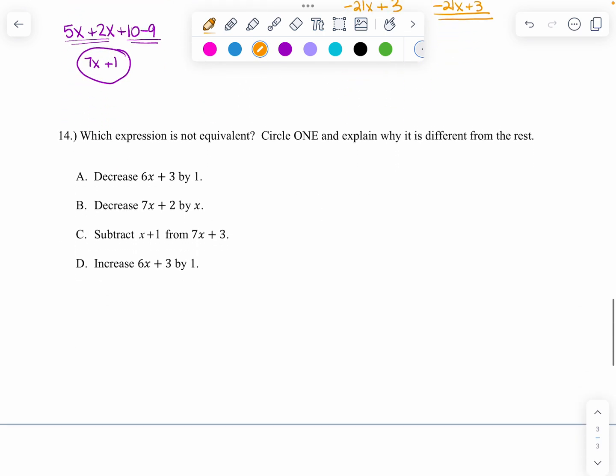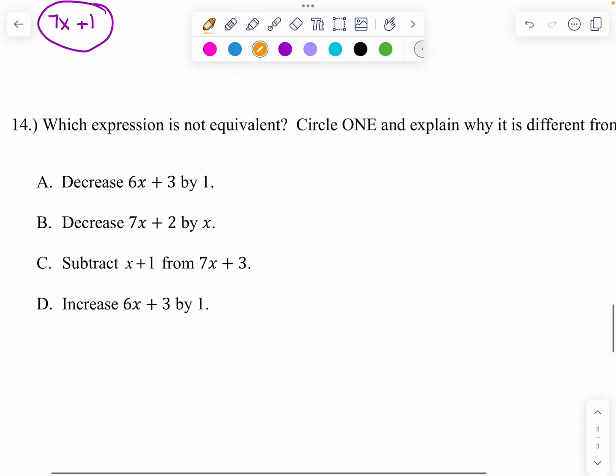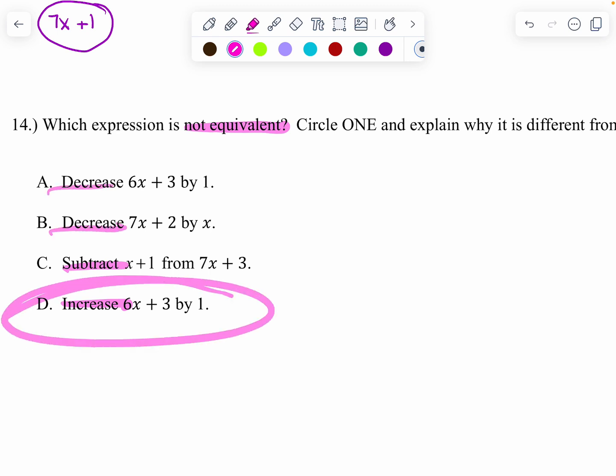All right, one last problem kind of like this. Which expression's not equivalent? So which thing is not the same as the others? Which one does not belong? So already I'm seeing increase, subtract, decrease, decrease. My gut instinct tells me it's going to be D, because this is decreasing, decreasing, subtracting, and this is going up. But let's just double check, because sometimes instincts can be wrong, but it's good to have them, right?